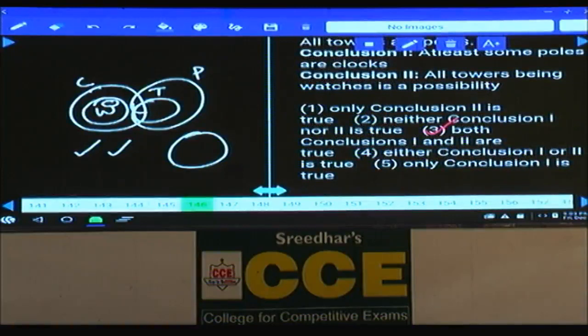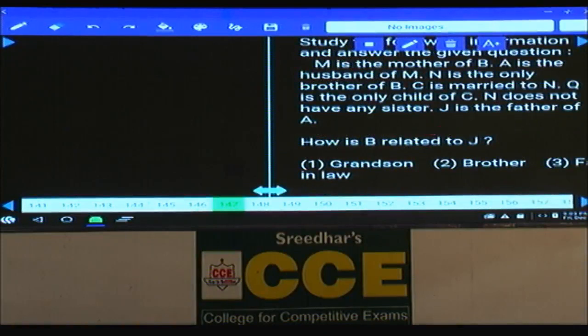Now this is about 141 to 146. Then 147 to 149. Now these three are based on direct blood relations. M is the mother of B, A is the husband of M. Next one, N is the only brother of B. Next, C is married to N, C a female married to N.